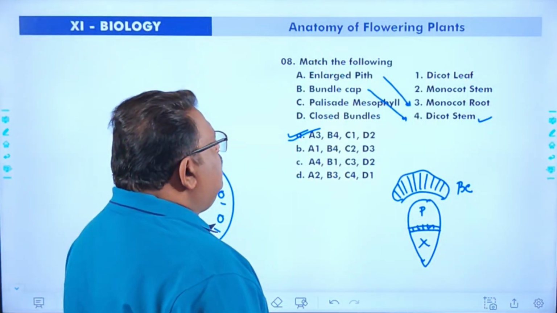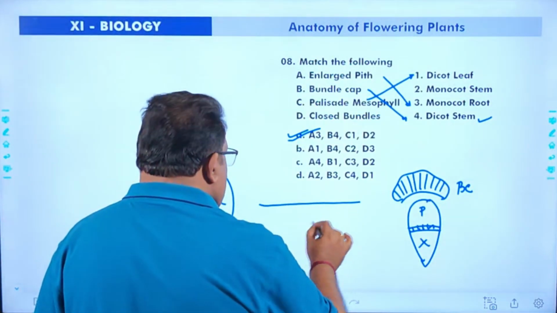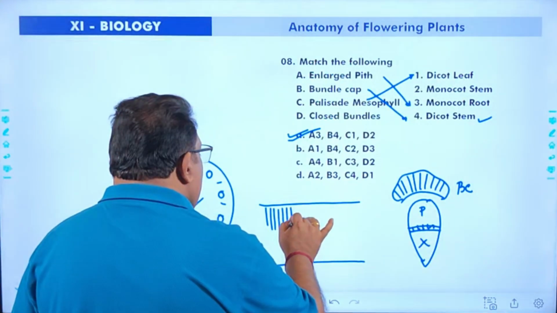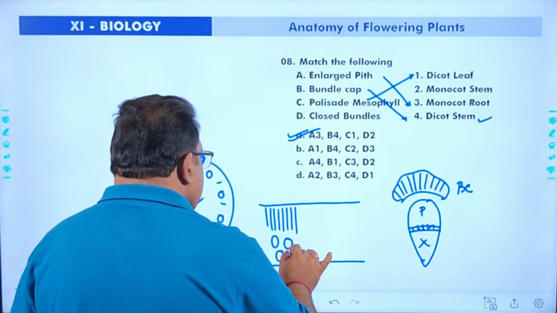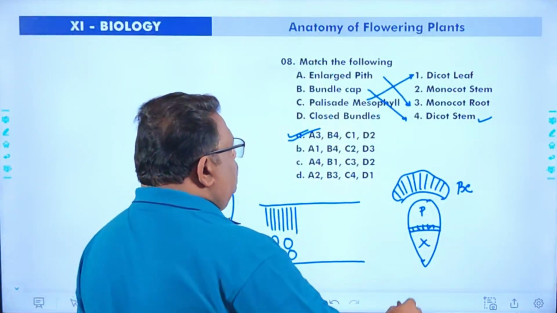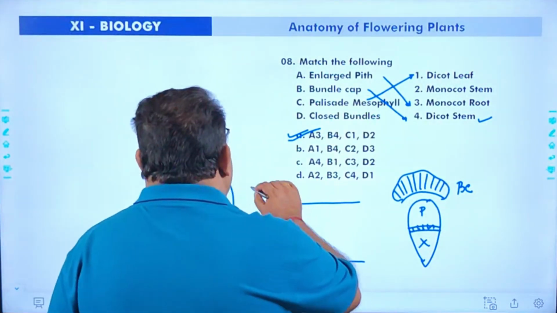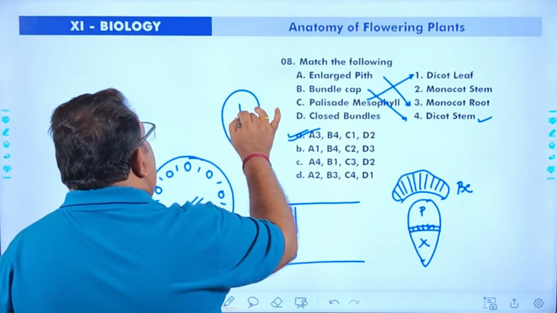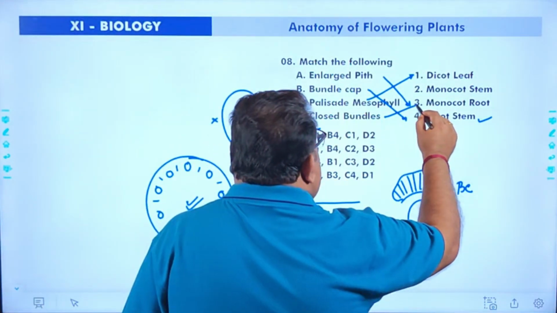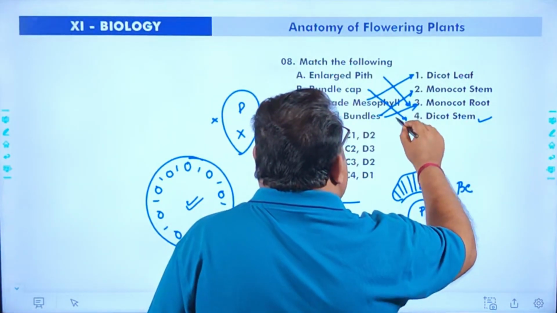Palisade mesophyll, we already studied that, is present in the dicot leaf. In the dicot leaf, in between upper epidermis and lower epidermis, the upper part of the mesophyll consists of columnar cells. The lower part consists of spongy cells. So these are palisade and these are spongy. Palisade parenchyma is present in dicot leaf. Then closed bundle. Closed bundle means a vascular bundle where phloem and xylem are present, but there is no cambium. So closed vascular bundle is a characteristic feature of monocot stem.